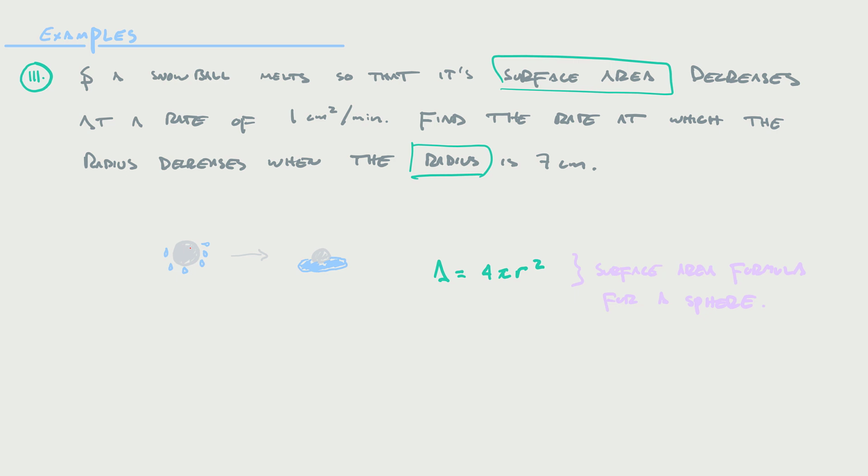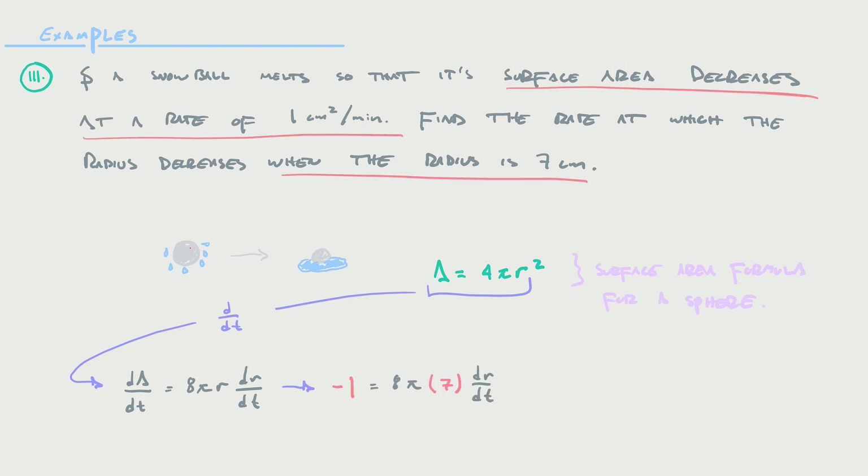Well, we can just use the surface area for a sphere formula, which is A is equal to 4 pi r squared. At this point, you're just going to differentiate. dA/dt is equal to 8 pi r dr/dt. And then you just plug in known information. We know the rate for the surface area is -1 square centimeter per minute. We're looking at when the radius is 7 centimeters, and we're trying to solve for dr/dt. So you get -1 over 56 pi.